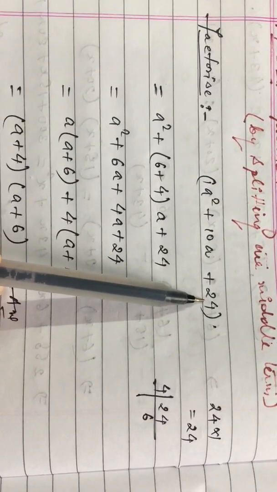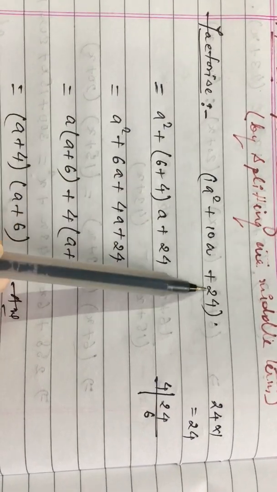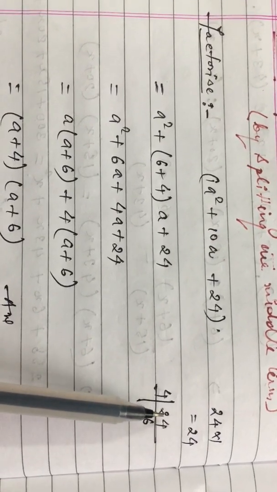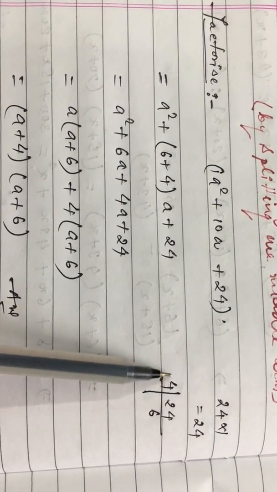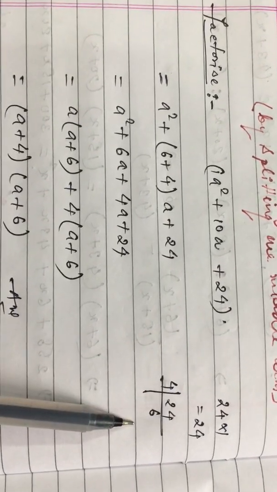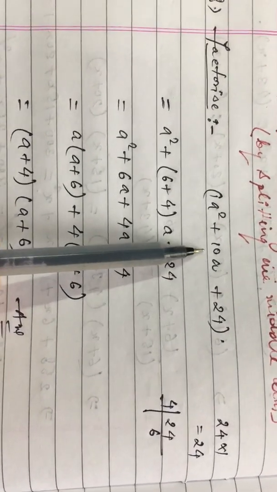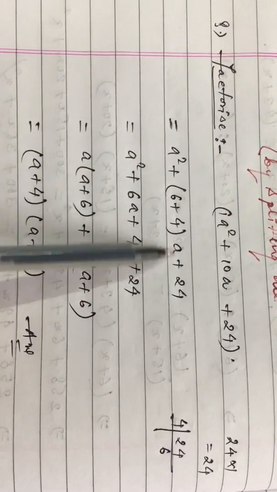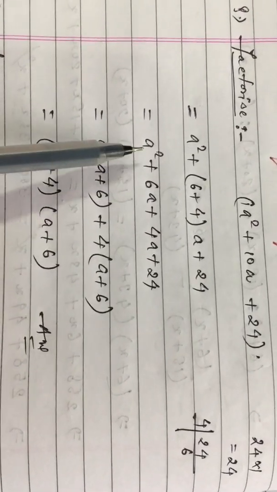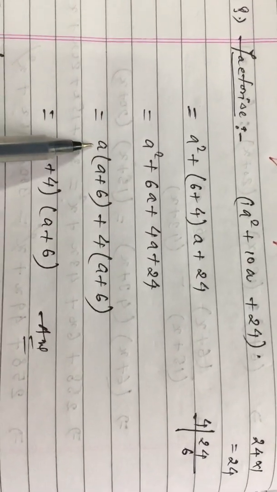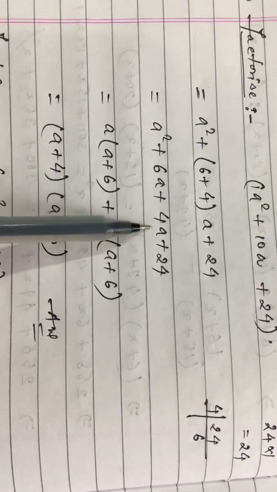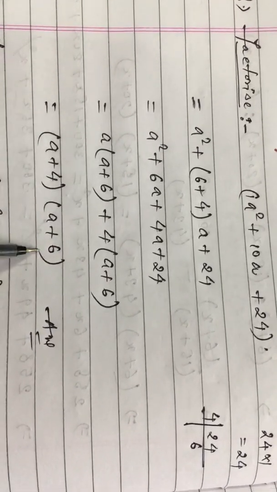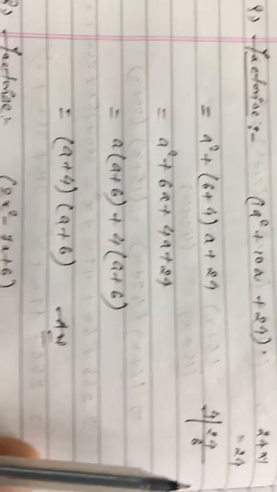This 24, we have to multiply with 1. 24 into 1, 24 ones are 24, and try to find the factors of this 24. For 24 we can write 4 into 6, 4 sixes are 24, and on adding we get 10. So I am writing 6 plus 4: a square plus 6a plus 4a plus 24. Now we make groups and take out the common factor. a is common: a into a plus 6, 4 is common: 4 into a plus 6. a plus 6 is again common, and a plus 4, that will be the answer. These are the two factors of this expression.